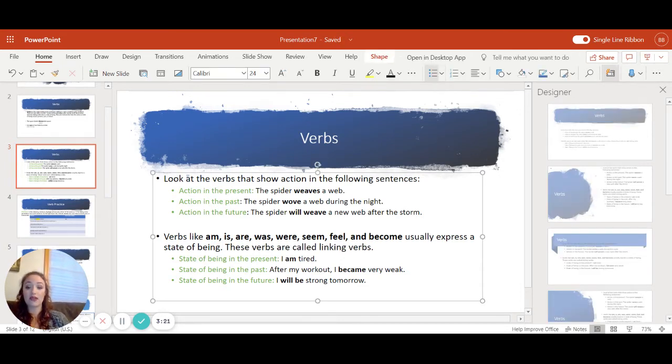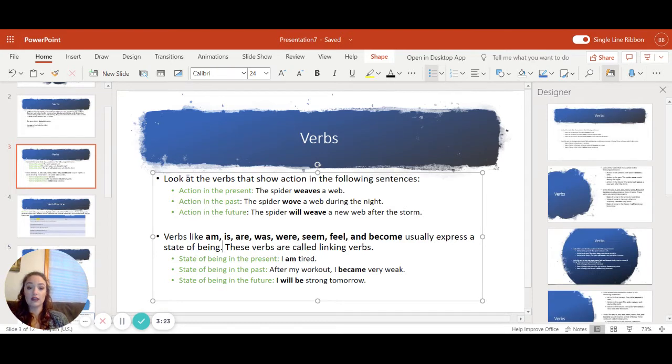All right, so maybe I would write this down somewhere because you will need to know am, is, are, was, were, seem, feel, and become if you don't already for linking verbs. And then these are past, present, and future with linking verbs. So I am tired. After my workout, I became very weak, right? Past. And in future, I will be strong tomorrow.